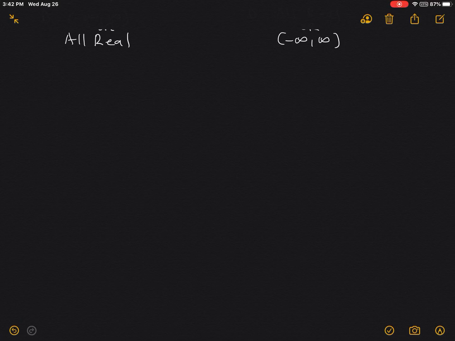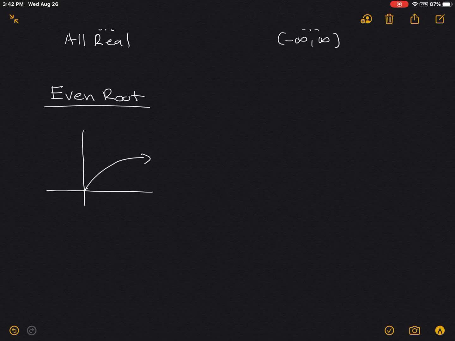Suppose I give you an even root function. An even root. Okay, well, what's an even root function? What if I give you f of x is equal to the square root of x? Okay, so I mean this is 0, 0. And this is my function. F of x is equal to the square root of x. How would you find a domain?